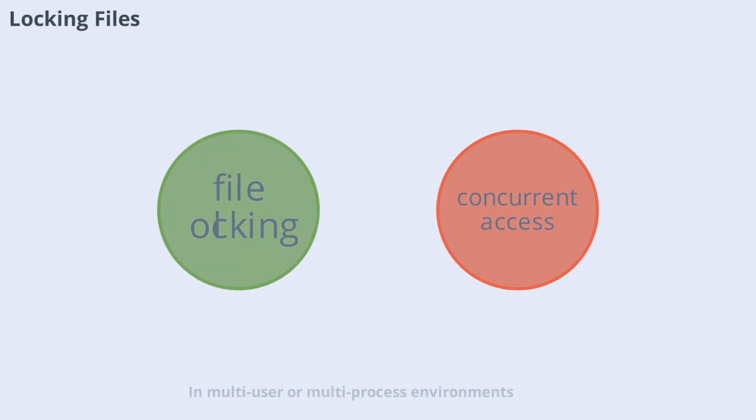In multi-user or multiprocess environments, file locking prevents conflicts when multiple programs access the same file. Python's third-party modules like FileLock can help you implement file locking. This ensures data integrity and prevents corruption during concurrent access.